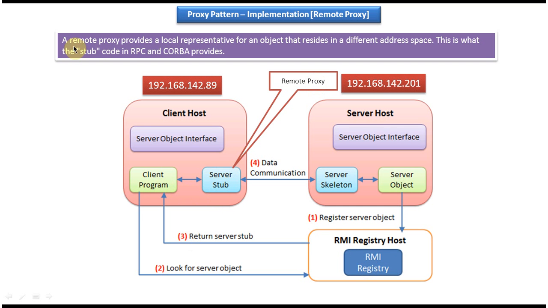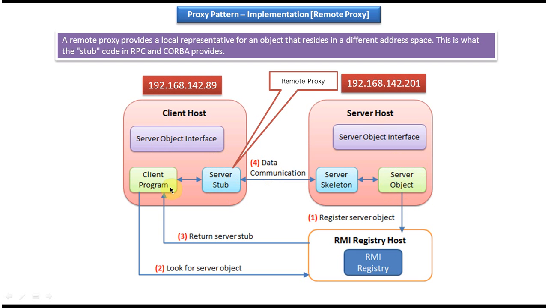Okay, so you can see here the remote proxy provides a local representative for an object that resides in a different address space. Basically this is the local representative for the object that resides in a different address space. So in this case this is the local representative for an object which resides in a different address space. So this is the remote proxy which represents the server object in the remote machine.